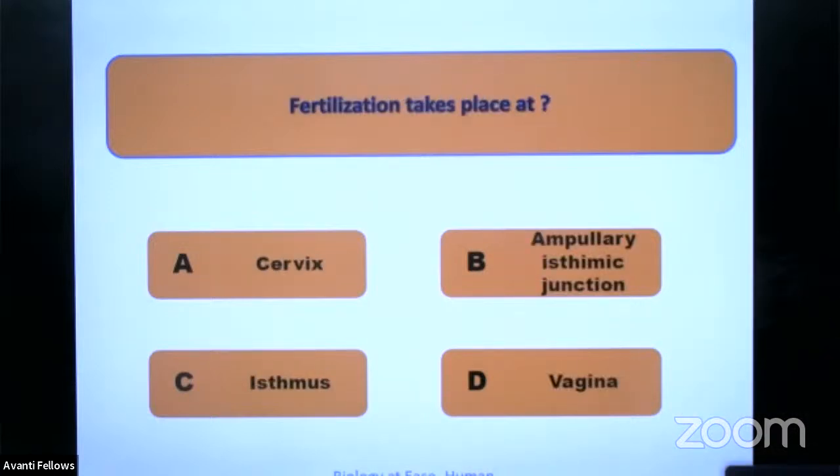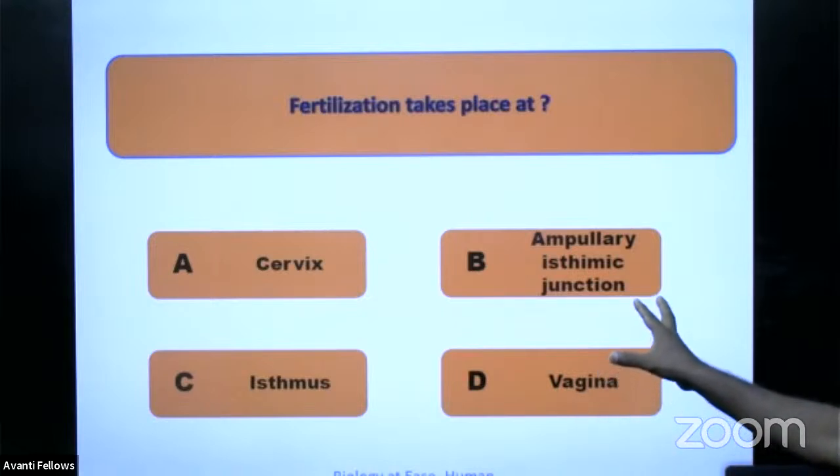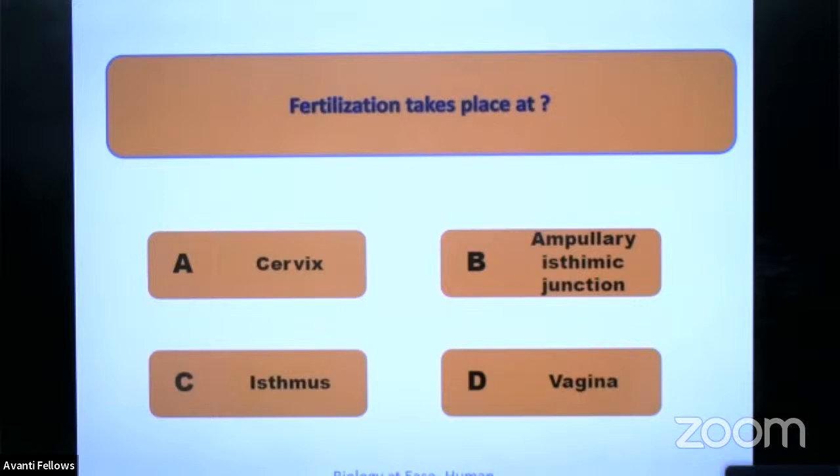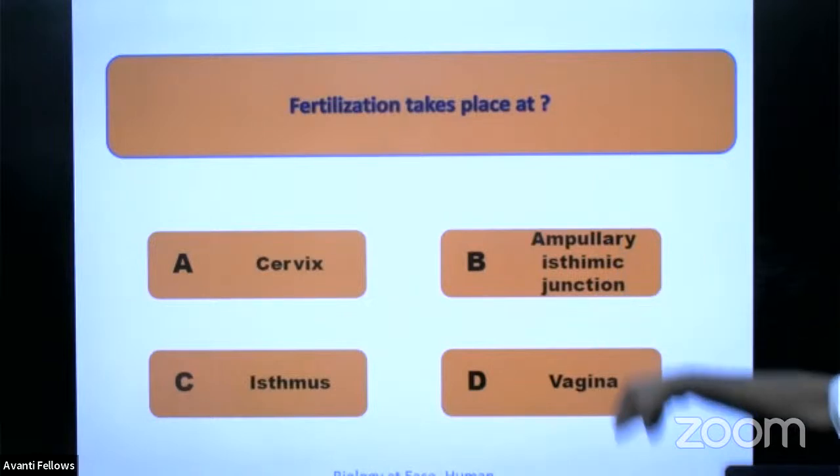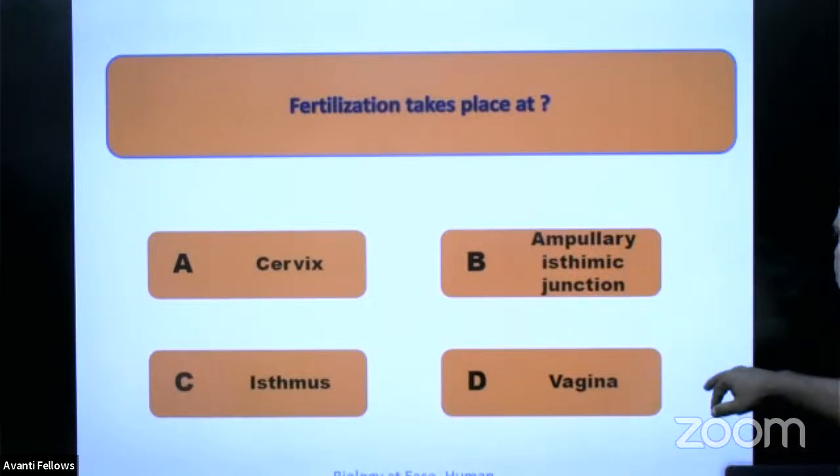Then fertilization takes place where? The real process of fertilization, fusion of male and female reproductive gametes, takes place. Of course, all of you know it is in the female genital tract only. Where in the female genital tract, whether it is in the cervix region, or in the junction of both ampullary and isthmic, or is it in the isthmus region, or in the vaginal region. The real process of fusion of male and female gametes takes place in which part of the female genital organs? Right. Find out the correct answer from the options given, A, B, C, or D.